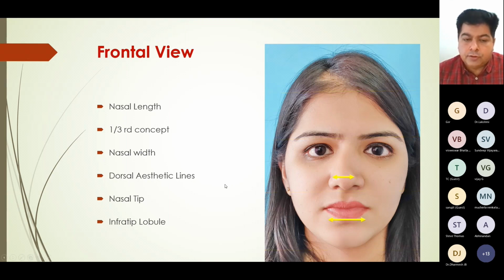Then you can also have a look at the nasal width, both at the mid-vault level as well as the alar level. And also with this photograph, you can have a view of the aesthetic lines, the dorsal aesthetic lines. You can know whether the patient is having a C-shaped deformity, S-shaped, or any other type of deformity. It also gives us an idea about the nasal tip. These are the tip defining points, whether the nose is broad or bulbous, that can be identified and conveyed to the patient. And also we can see in this single photograph what is the status of the infratip lobule, whether the patient is having some overhanging of the lower part of the nose.